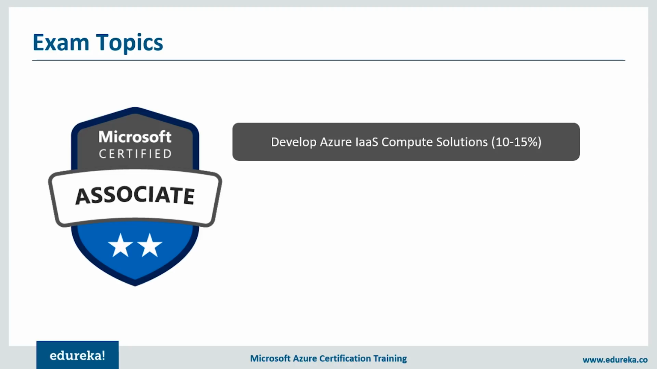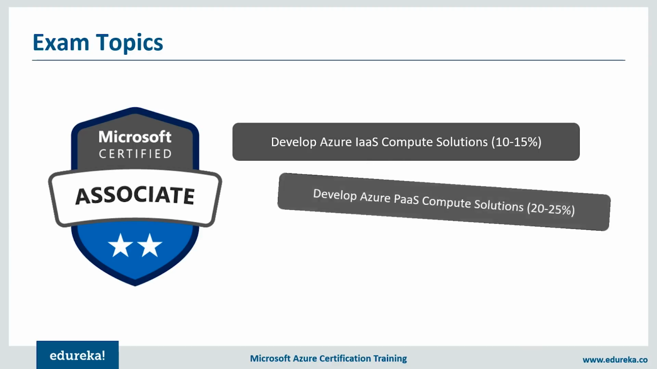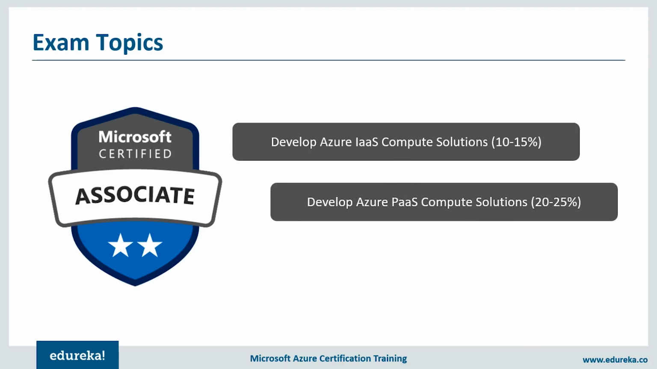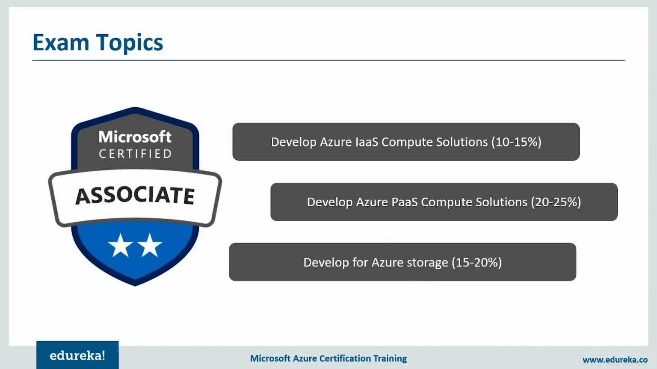You would be required to develop Azure Infrastructure as a Service compute solutions. It has somewhere around 10 to 15% weightage. Develop Azure PaaS compute solutions, 20 to 25% weightage. Develop for Azure Storage. That means actually go ahead and develop Azure Storage services. When I say storage services, there are certain features you need to work on, tables and stuff like that. Do not worry, I will talk about these pointers in a little more detail once we visit their official website.